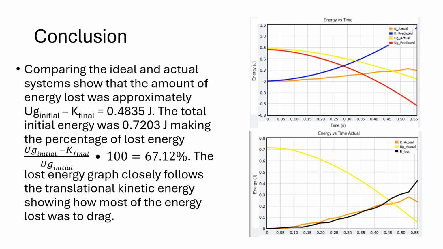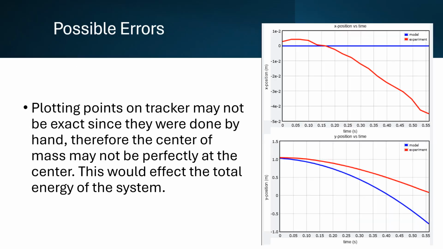The lost energy graph closely follows the translational kinetic energy, so that shows that most of the energy loss was to drag. Possible errors could have been from plotting on Tracker, as well as turbulence caused by the wind, creating rotational kinetic energy. As you can see here on the x position versus time graph, it goes to the right.